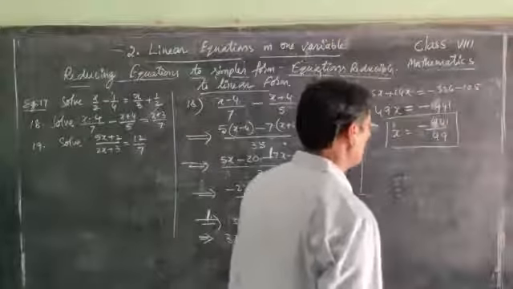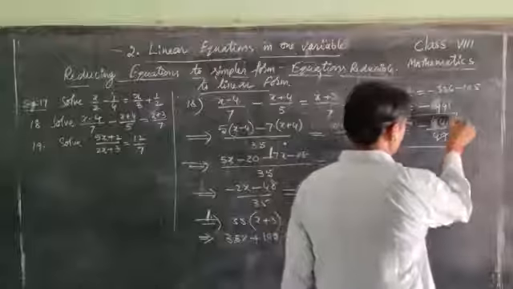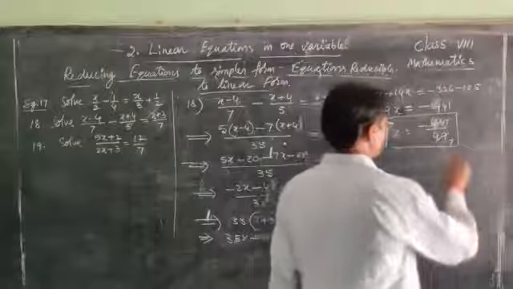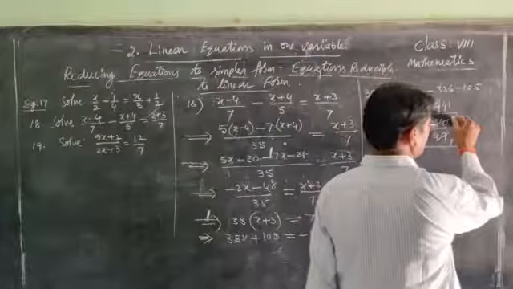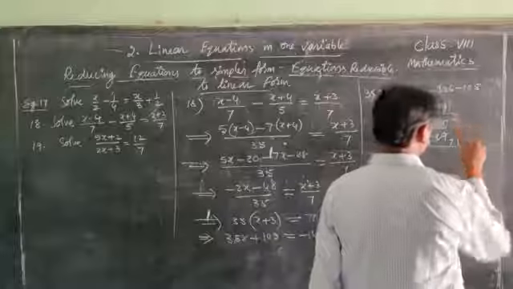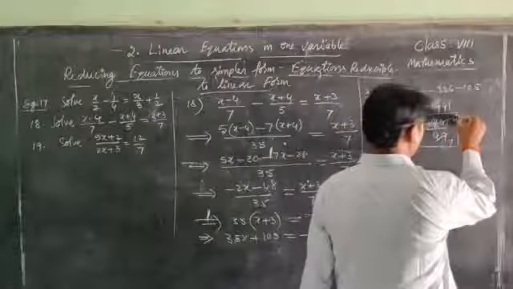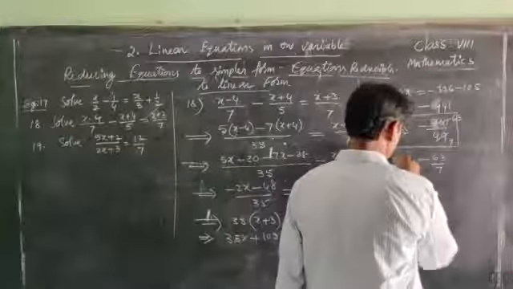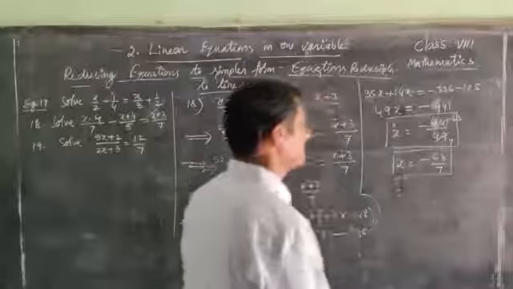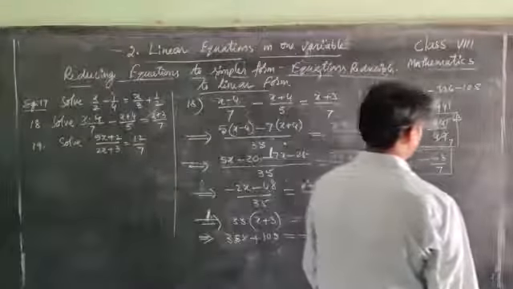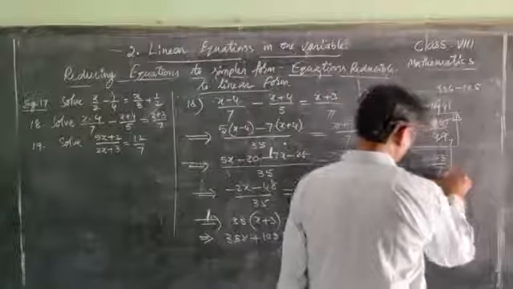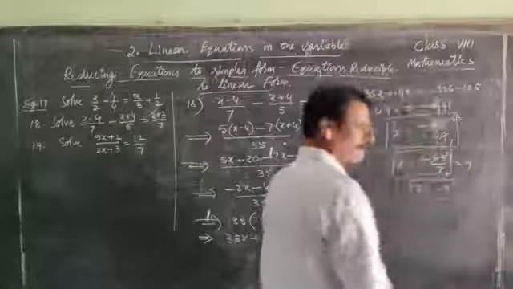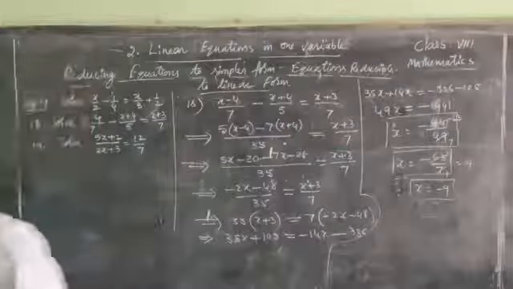Now 7, 7, 5, 7, 6, 7, 3s are 21. Then x equal to minus 63 by 7. Now 7 9s are 63, minus 9. The value is like this.